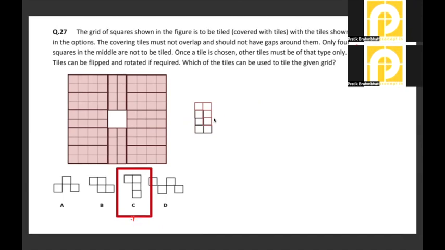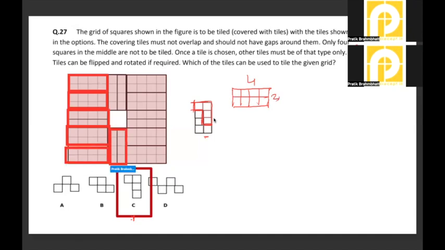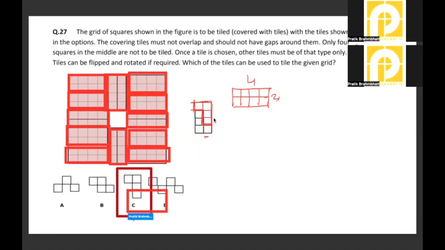C, this is one tile. Okay, as you can see, this is one tile and the second one is the same, but upside down. When you overlap each other, we get a grid of 4 by 2. This is a 4 by 2 grid, which is what is shown here. This 4 by 2 grid would be placed like this in the given figure. Okay, which means that C is possible. C is one of the answers.